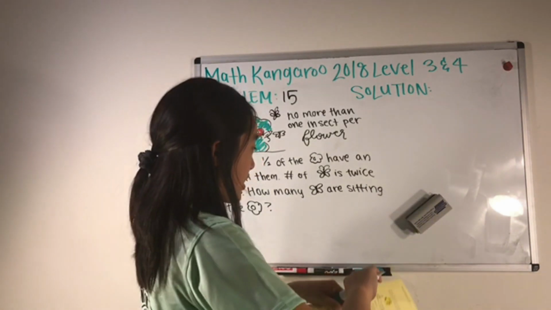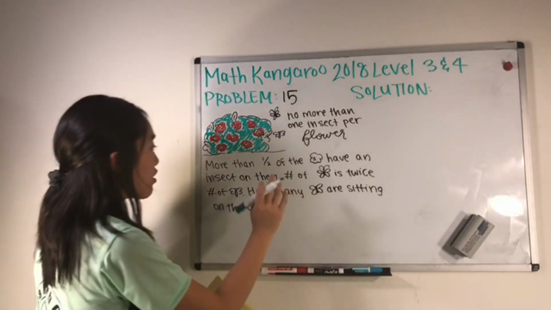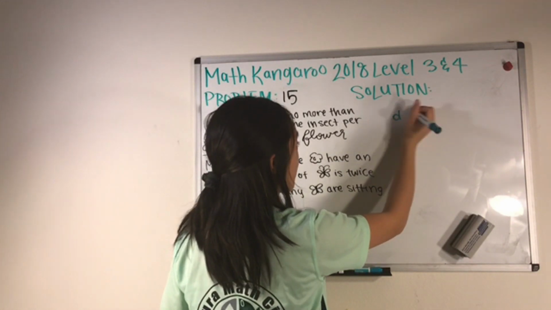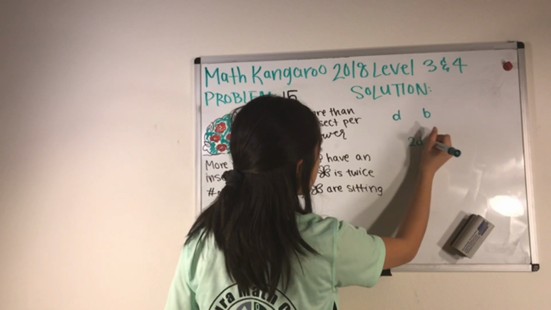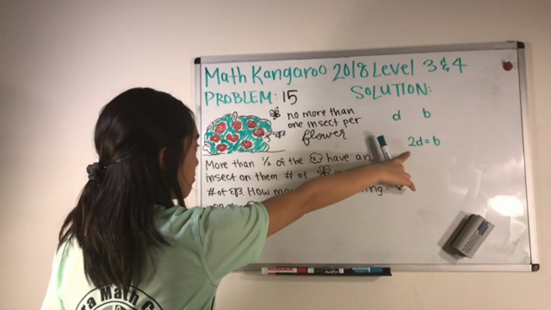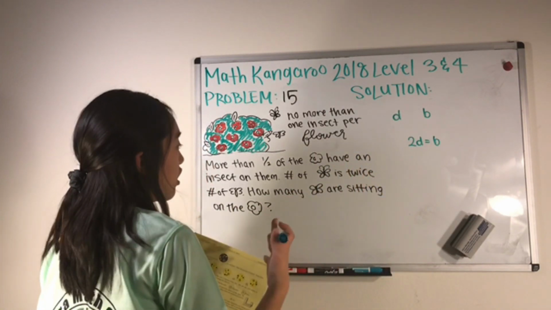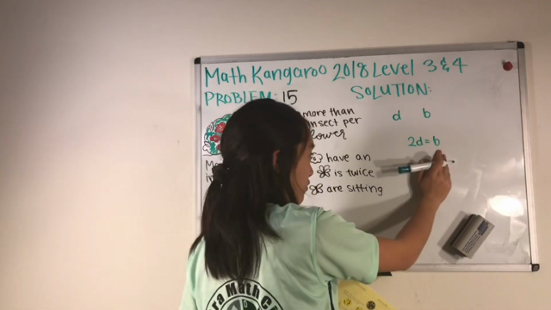So in order to solve this, you need an equation. If the number of butterflies is twice the number of dragonflies, then we have D as dragonflies and B as butterflies. That means that 2D equals B. So 2 times the number of dragonflies equals the number of butterflies.